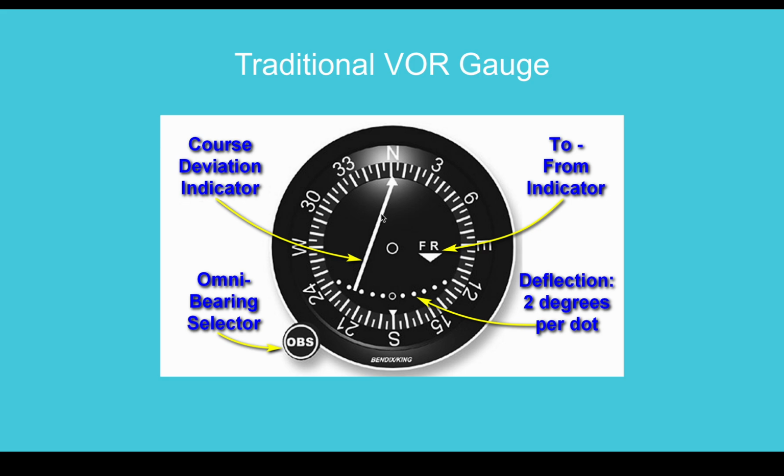This is the CDI, the needle here. This is your Omni bearing selector, so you turn this and it turns this thing around. You have a from flag or a to flag, sometimes it's just a triangle. And then you have a deflection of 2 degrees per dot on that.